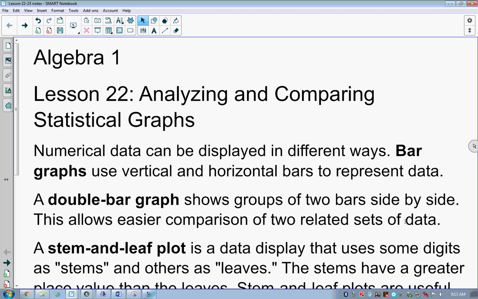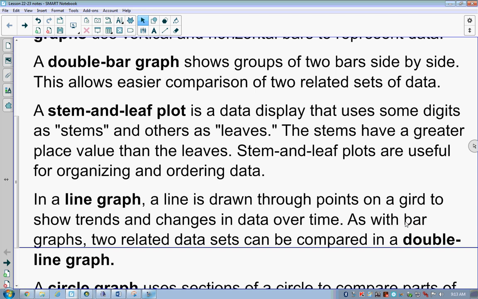So our bar graph is where vertical or horizontal bars can represent our data on an X and Y axis. We have a double bar graph, which can show two things side by side. If you're looking in your book, you've got a really good picture of a bar graph on page 127. There's a good picture of a double bar graph on page 128, where you can see two things compared in contrast against each other.